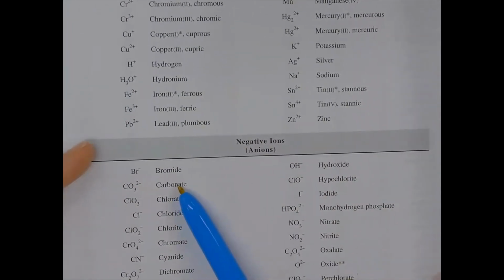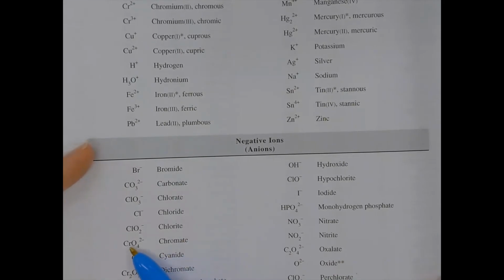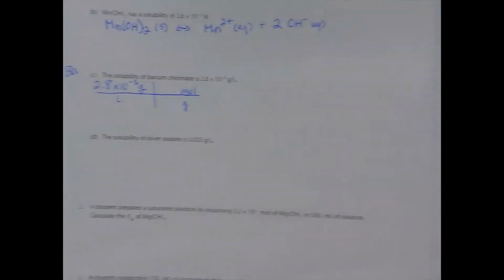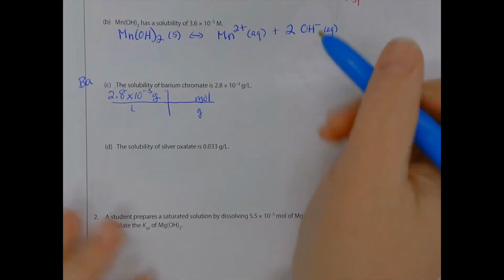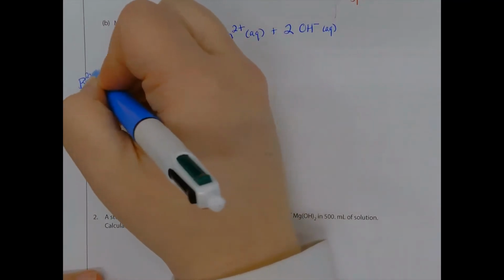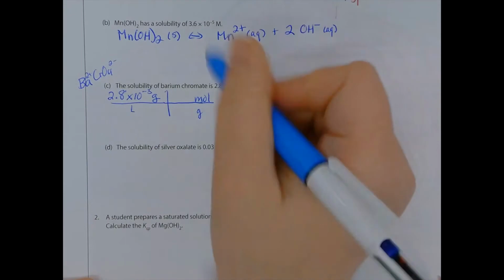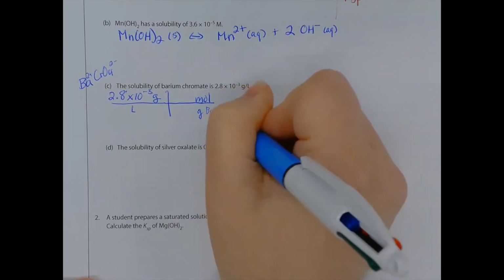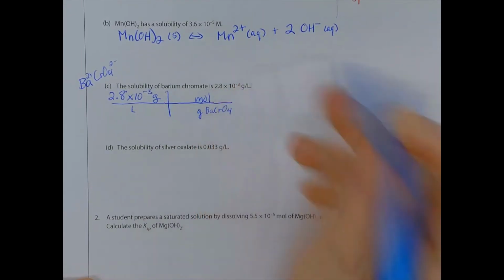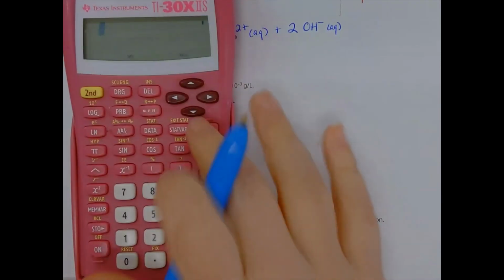So chromate is down here. We don't use that one. CrO4 2 minus. Don't use that often. So barium is a 2 plus. Chromate CrO4 is a 2 minus. So BaCrO4 is our formula. So we need the molar mass of that.